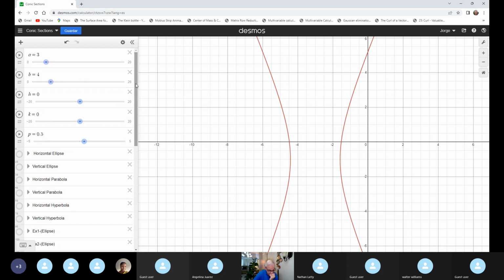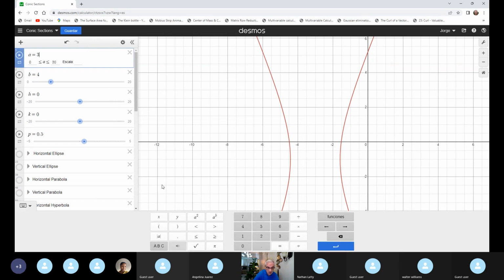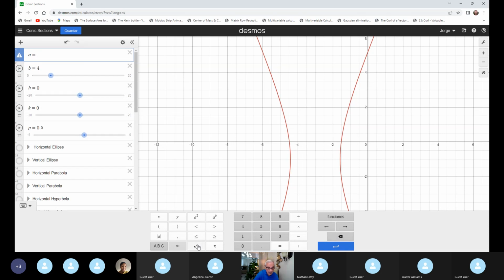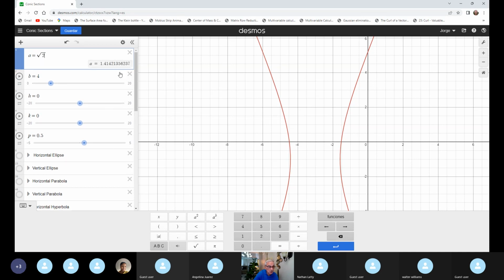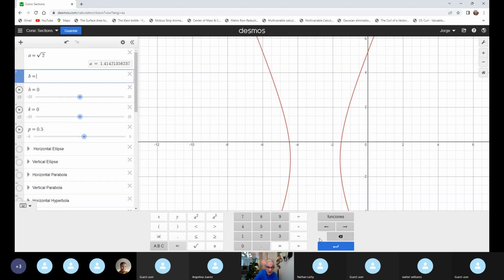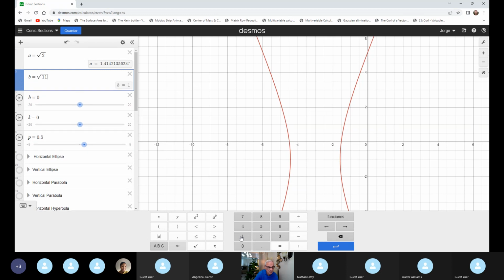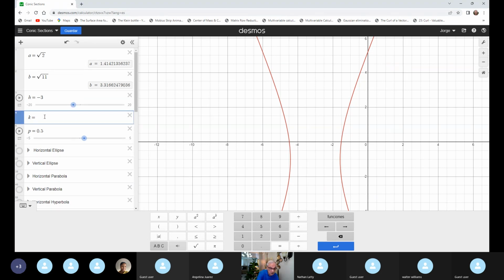But I want to delete that because I want to use it in the double checking as always. So A, in our example, A is radical 2. Ooh, radical 2 is weird. No, it's okay. I put radical 2. Look, in the decimal keyboard I have square root 2. You see here it's 1.4142. B is radical 11. Don't type in the decimal because you lose approximation. And H is negative 3, and K is negative 1.